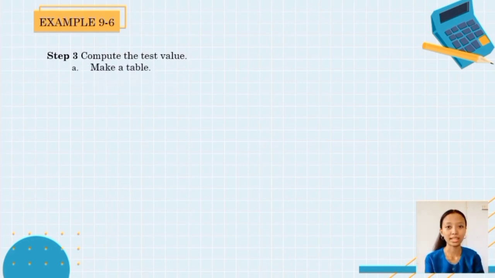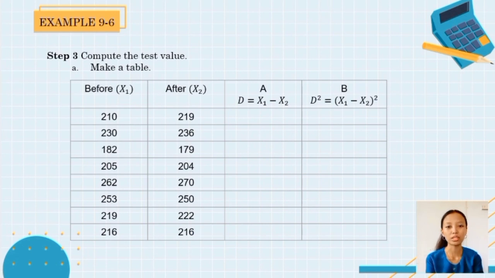Next step is to compute the test value. First, we are going to make a table. The first column is the before weights, or the first sample.